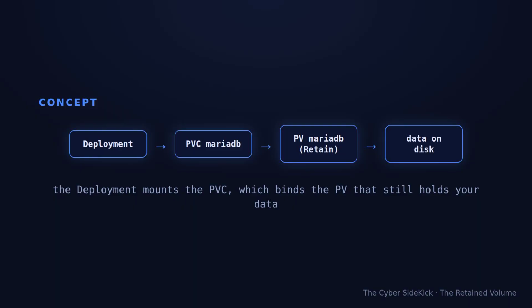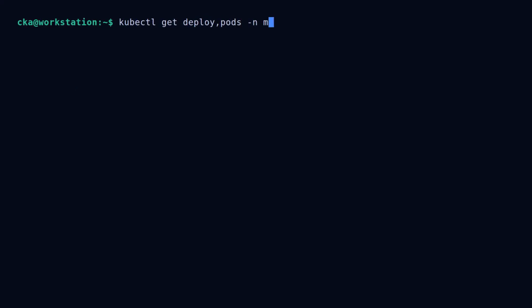A deployment mounts a persistent volume claim. The claim binds to a persistent volume, which is the actual disk. Delete the claim and the deployment, and with retain, the volume keeps the data, waiting for a new claim to pick it back up.